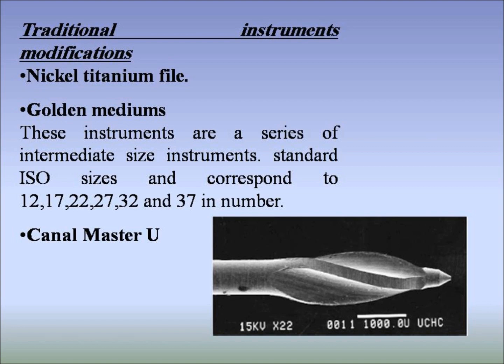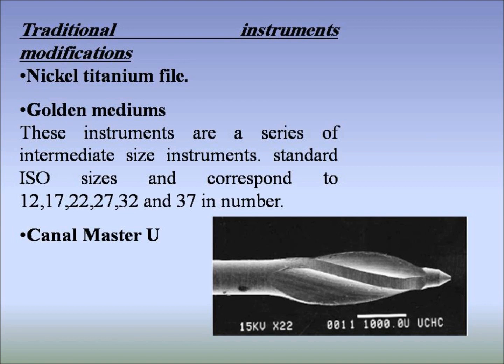Number 2. Golden mediums. These instruments are a series of intermediate size instruments. They correspond in size to halfway between standard ISO sizes and correspond to 12, 17, 22, 27, 32, and 37 in number.